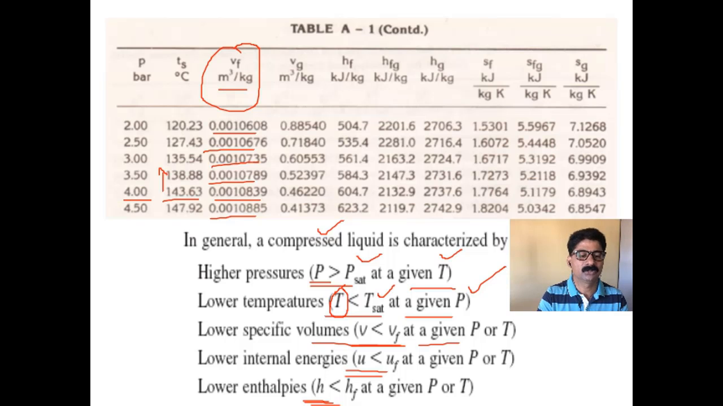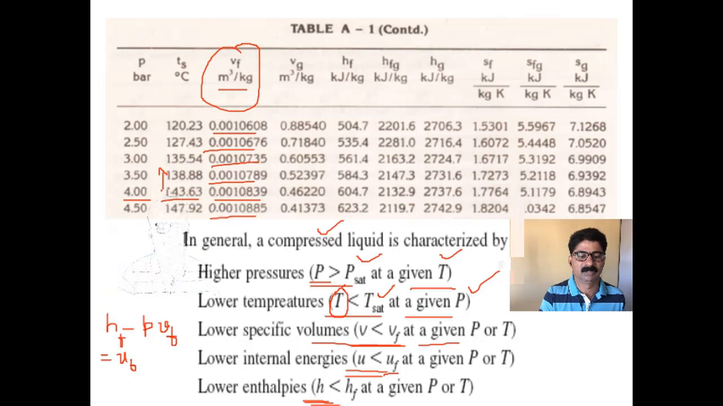Here, to find u, you can use the formula u equals h minus Pv. Suppose you want uf: uf is nothing but hf minus P into vf, because P is the pressure, so no suffix will come for that. Similarly, you can find ufg, that is hfg minus P vfg. ug is nothing but hg minus P vg. This is how you make use of this table to find the specific internal energy, though it is not there in the table.